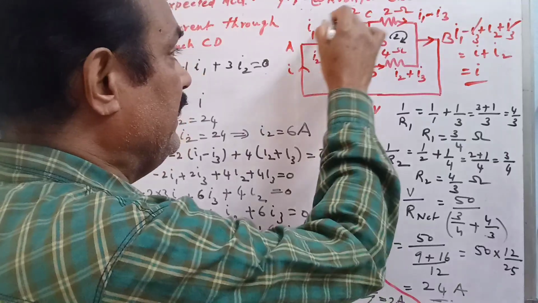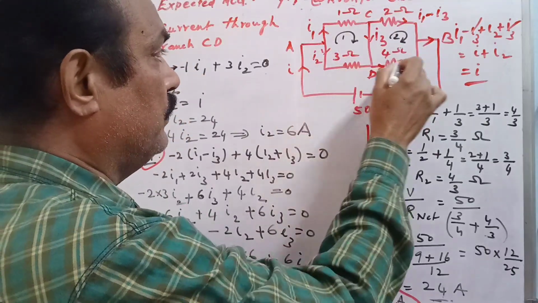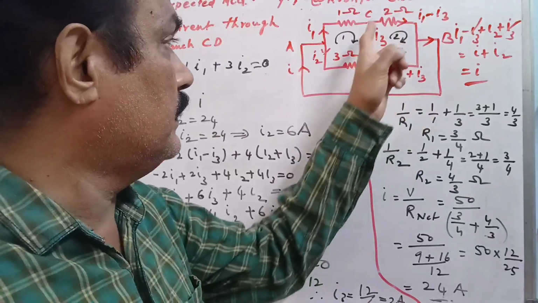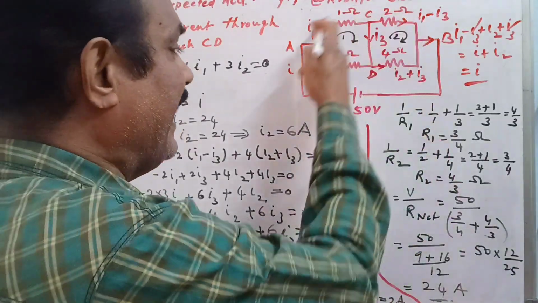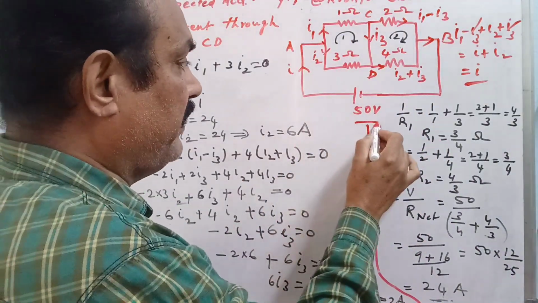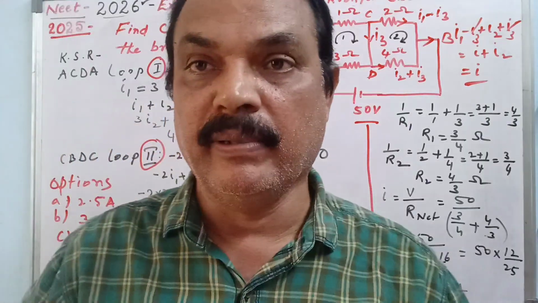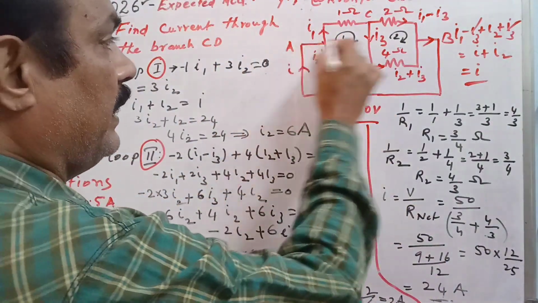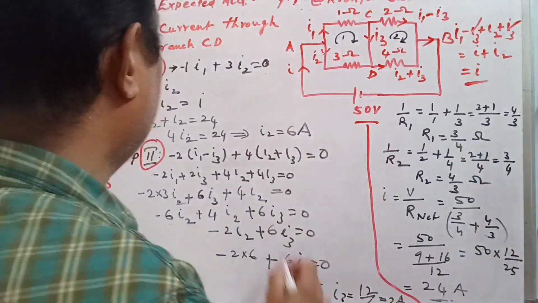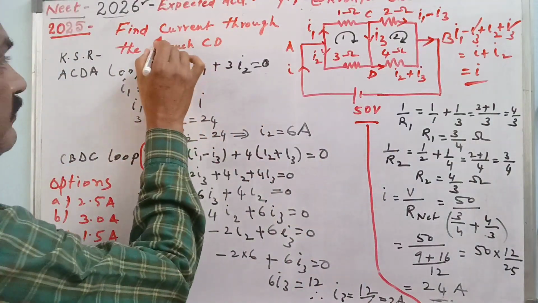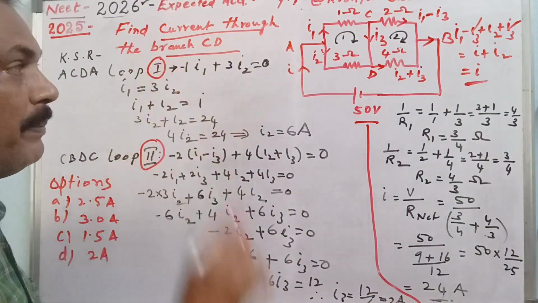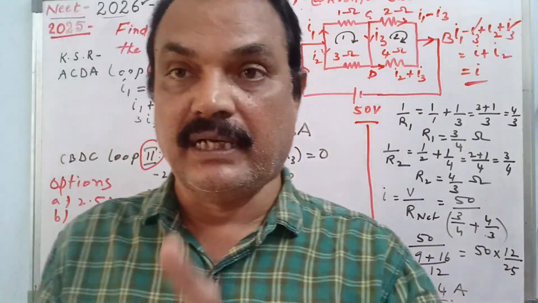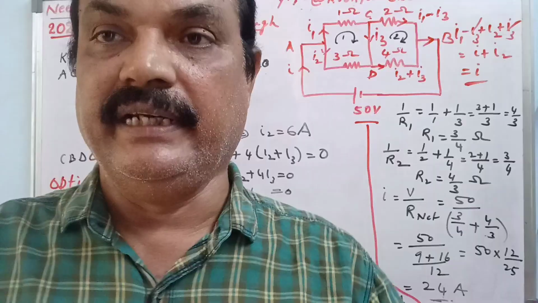So it is given like this, 1, 2, 3, 4, in the form of a Wheatstone bridge. Across one diagonal, AB, a 50 volts EMF potential difference is applied. Then what is it asking? Find the current through the branch CD. What is the current through CD?